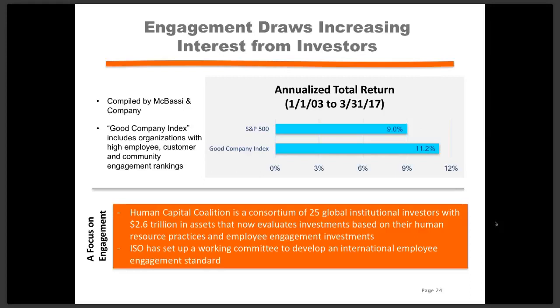And more institutional investors, I mentioned the Human Capital Coalition below, as well as others, are starting to recognize that and are asking companies what their levels of engagement are. And I mentioned ISO earlier, setting up their engagement standard. So I think this correlation is really important. It's got the attention of leaders, of investors, and certainly organizations are trying to create better work environments to retain their talent as well as attract new talent.